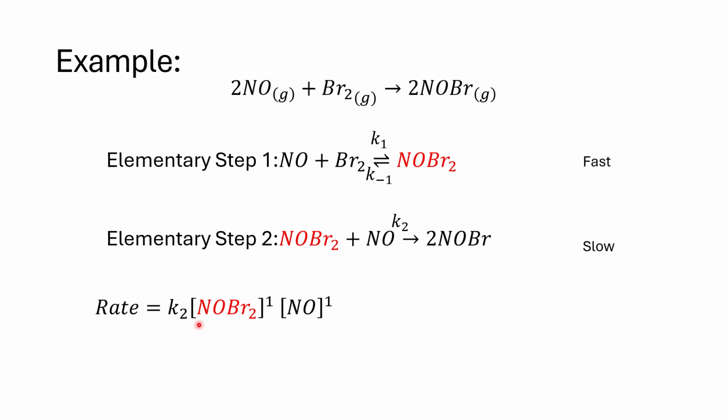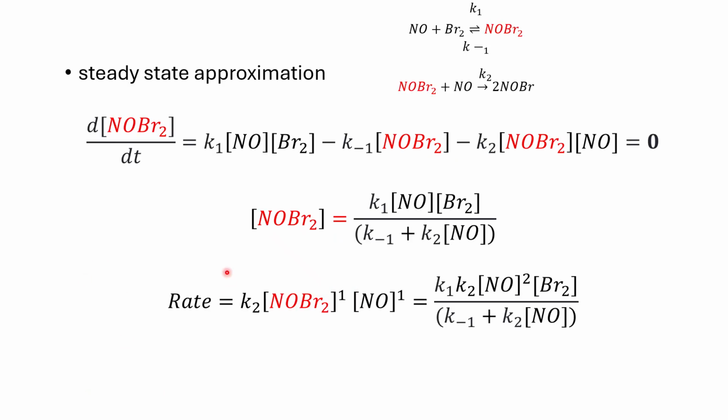So we have to apply approximations to replace this concentration of NOBr2. In order to determine the concentration of the intermediate NOBr2, we can apply the steady-state approximation. So the rate of change of NOBr2 with respect to time is equal to 0 according to the steady-state approximation.